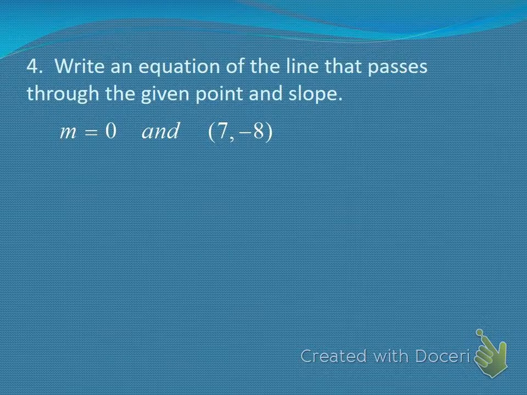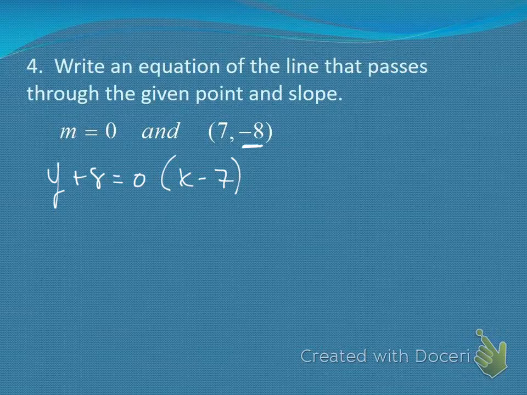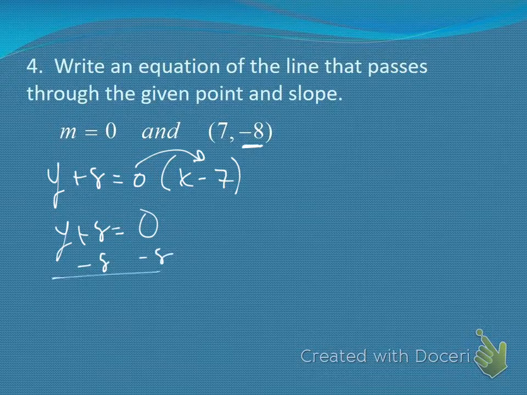All right. What if your slope is something kind of weird like 0? Well, we can still do this the same way. We have a slope, we have a point, so we can plug this into point-slope form. So I'll go y minus a negative 8 makes this y plus 8, and then 0 for the slope, x minus 7. Watch what happens. 0 times this stuff is just going to give you 0, right? So y plus 8 equals 0. And then when you subtract 8 from both sides, you get y equals negative 8.